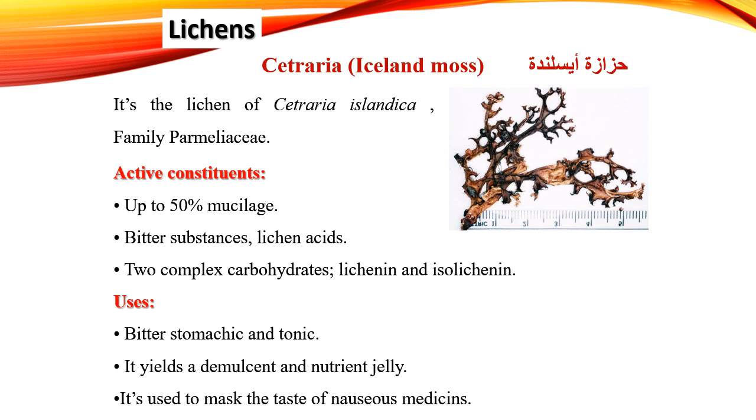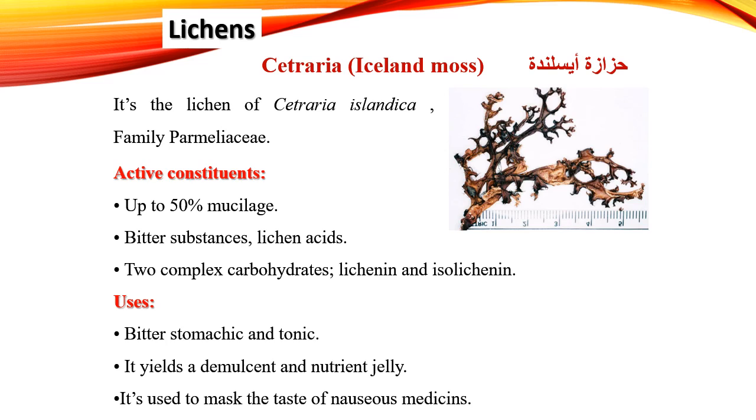An example of lichens is Cetraria, or Iceland moss. It is the lichen obtained from Cetraria islandica, family Parmeliaceae. The active constituents are mucilage up to 50%, a bitter substance, lichen acid, and two complex carbohydrates known as lichenin and isolichenin. Photograph of Cetraria.